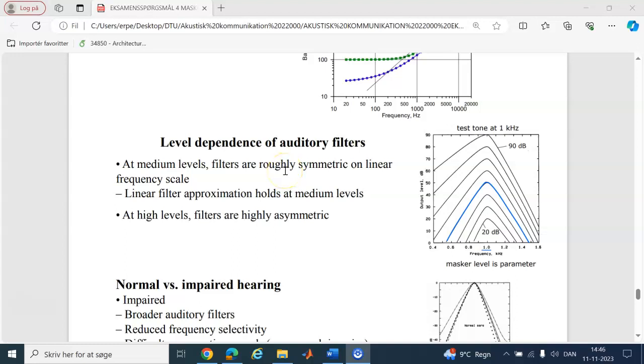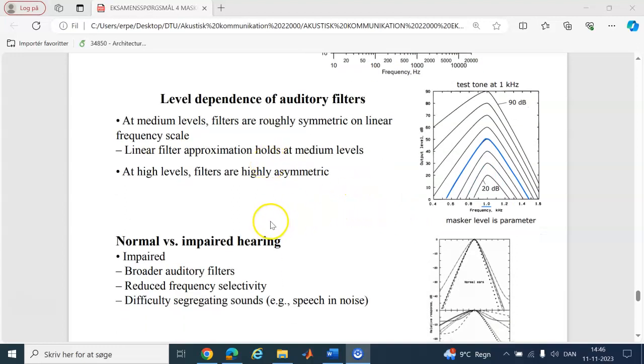Level dependence of auditory filter. At medium levels, filters are roughly symmetrical on a linear frequency scale. Linear frequency scale, normal first axis. Linear filter approximation holds at medium levels. At high levels, filters are highly asymmetric. So at 20 dBs, they are symmetric.